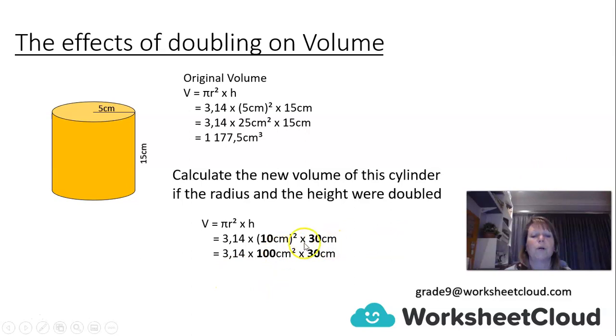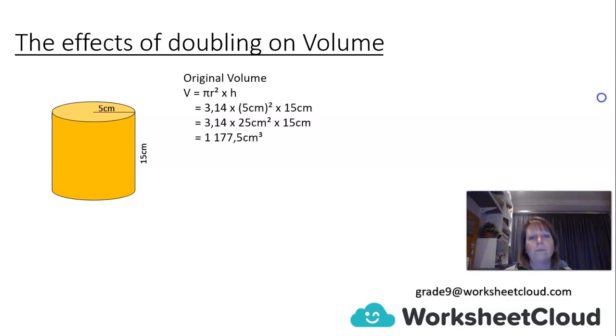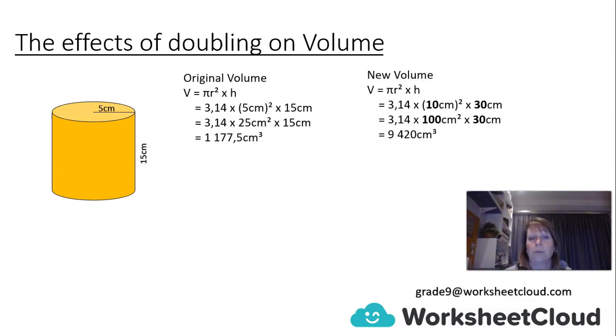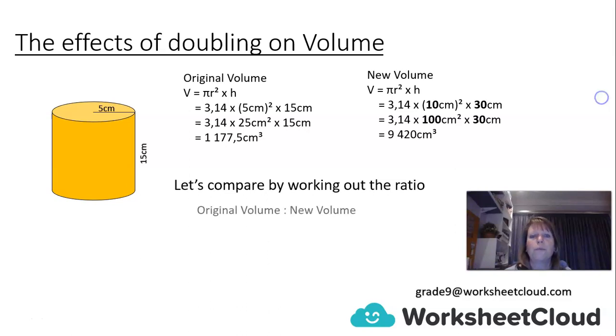You can see both of those are bold, so that is what we have changed. And multiply that all out, we're going to end up with 9,420 centimeters cubed. Okay, so now we've got the original volume and the new volume, where both measurements were doubled, and we're going to find the ratio between the two. So we're going to compare by working out the ratio, original as to the new volume. There we have the two measurements. Again, we divide this one into this one, so we get 1 as to something.